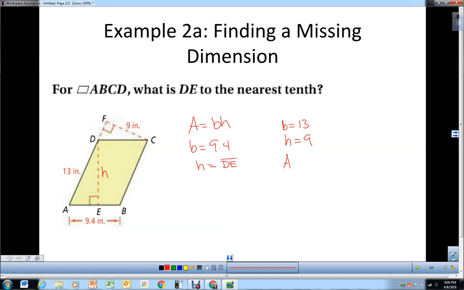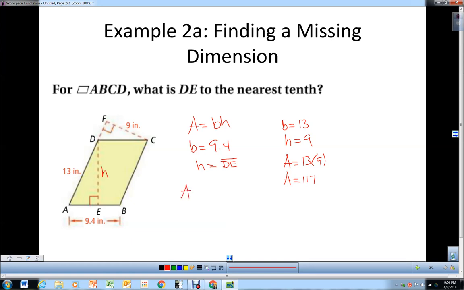So now we can actually find the area of this, which is what we're going to use to find our missing height. So area is going to be equal to 13 times 9, and 13 times 9 is going to be 117. So the area of this is 117. Now, what you need to recognize is that the area for this shape is the same for both of these equations. It hasn't changed. Just because we use a different base doesn't mean the area has changed. It's just the way we look at it.